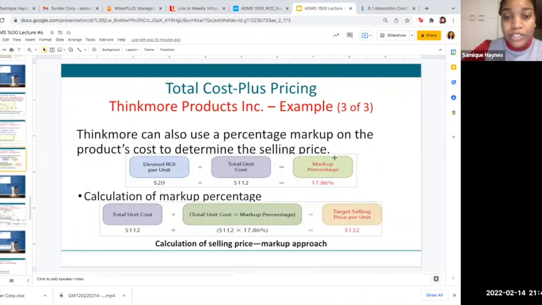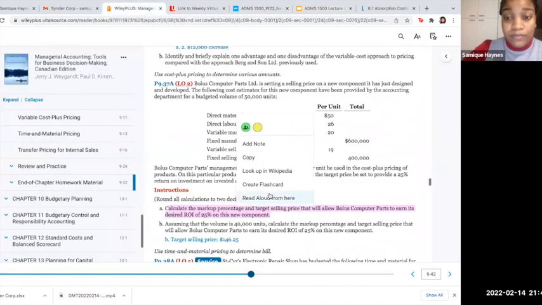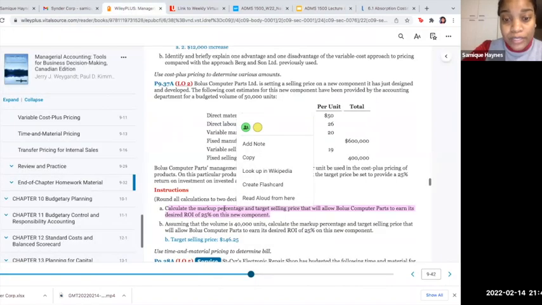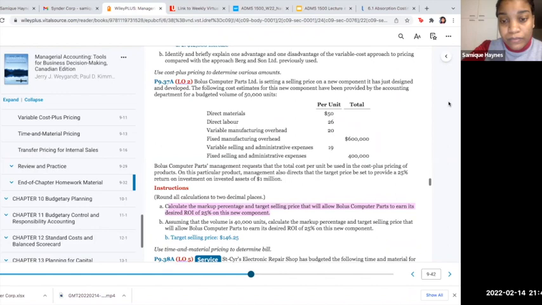So our markup percentage is right here: desired return on investment per unit divided by the total unit cost. Okay. So based on that equation, what is your desired return on investment per unit? What is your desired return on investment, knowing that the desired return on investment is 25%? 25% of what? What are we going to multiply the 25% by?